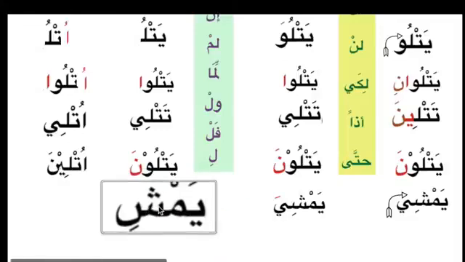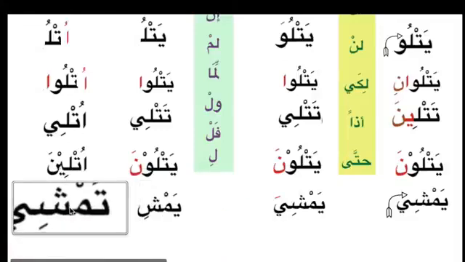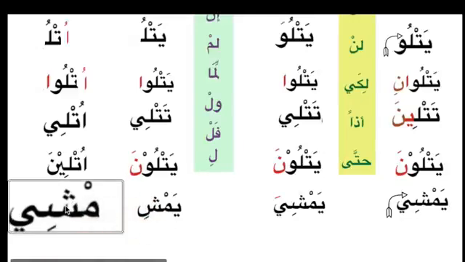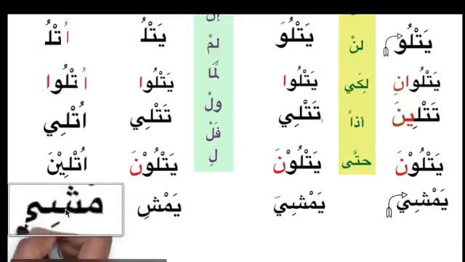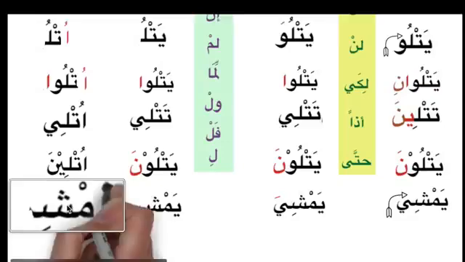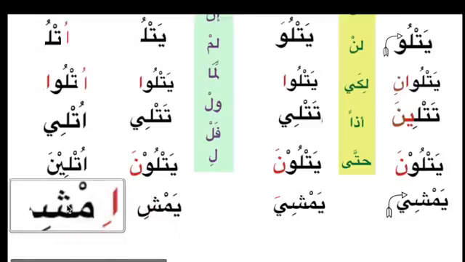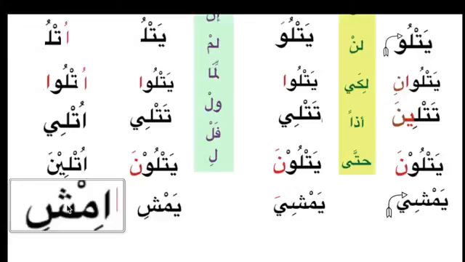So it's written as imshi. If you see tamshi, how the amr is made: you take away the alamat mudari' and you take away the harf illa. So we need to bring the hamzatul wasl with kasra, because there is a kasra on the ain kalima, and it will be imshi. So this is how the amr is made.